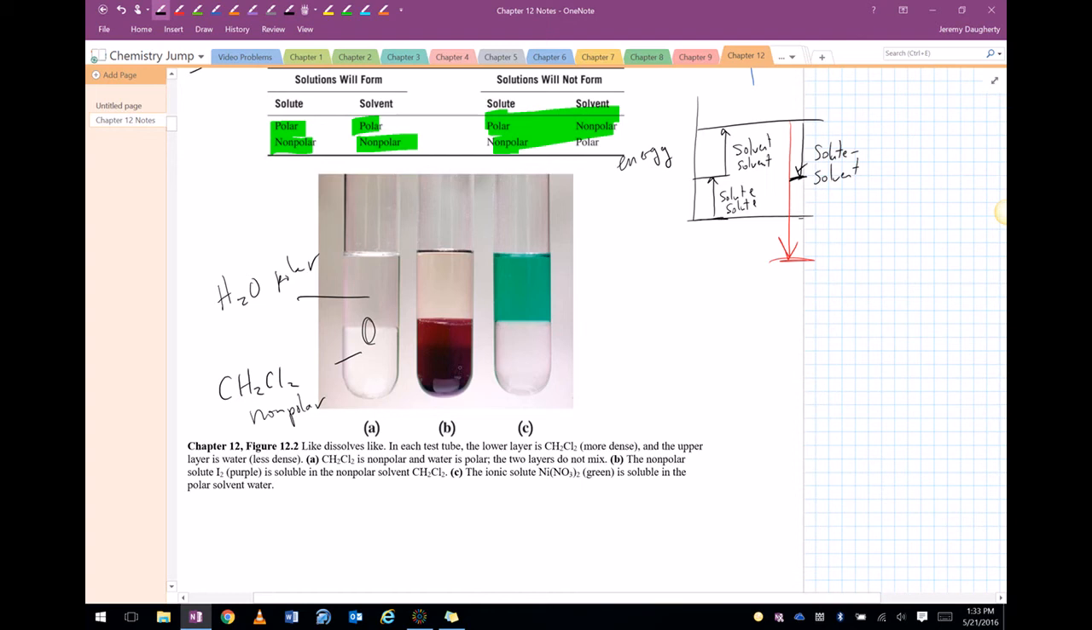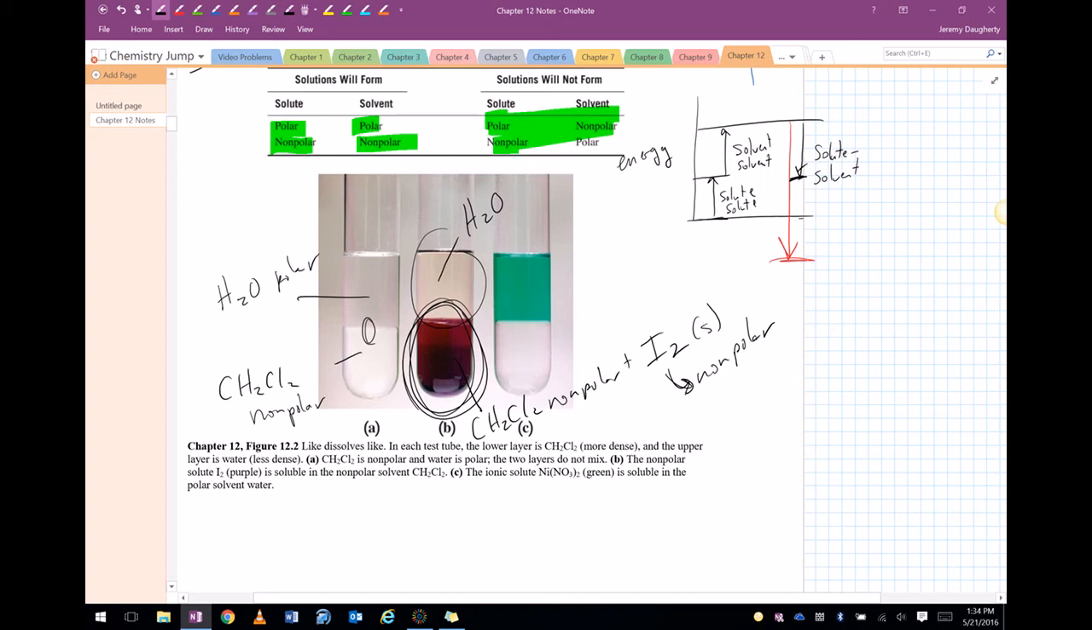Now, here it's still CH2Cl2, which is nonpolar, but now we've put solid iodine in there. Well, iodine is also nonpolar. So since iodine is nonpolar and CH2Cl2 is nonpolar, iodine dissolves into CH2Cl2. But here's water. Notice it's not purple. The iodine makes this purple. Water's not purple. Therefore, no iodine dissolves in water.